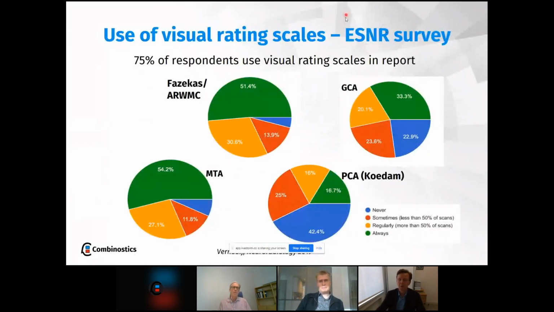So we did a survey among ESNR members to ask how many people were using visual rating scales.